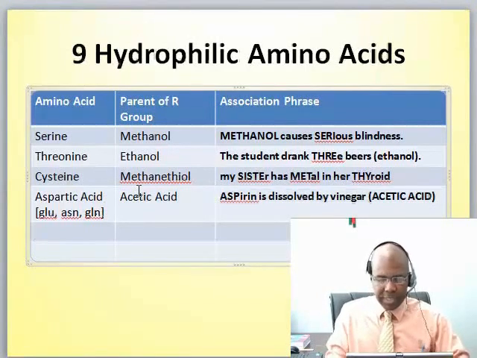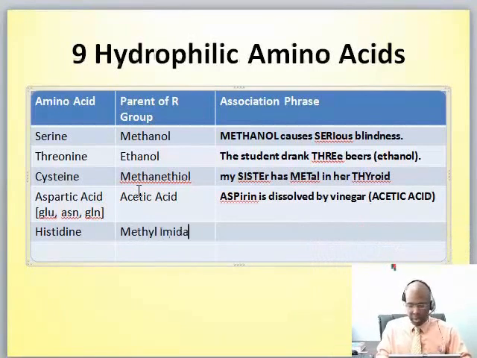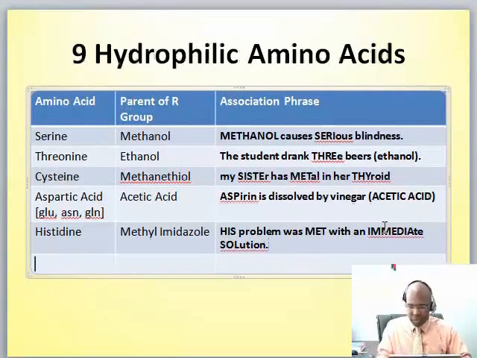The next amino acid was histidine, and the parent of the R group is methyl imidazole. And the association phrase is another tough one. His problem was met with an immediate solution. So histidine, met is methyl, immediate solution is imidazole.